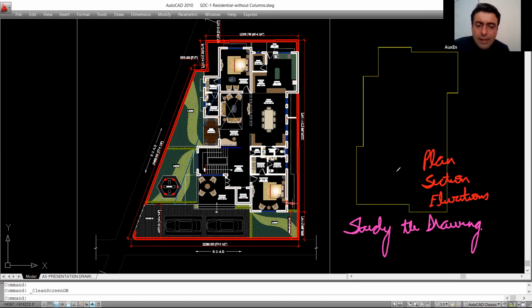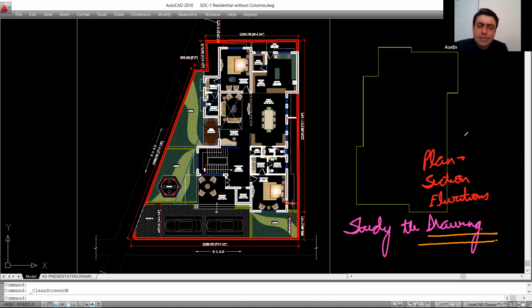Okay. In this case, we have only been given plans right now. For this project, we do not have the sections and elevations available with us. But usually you would be given sections and elevations also. So you need to study the drawing, and study it in great detail.